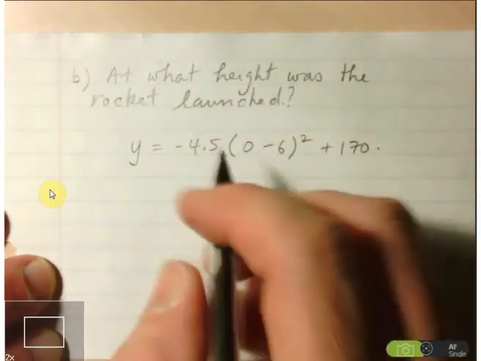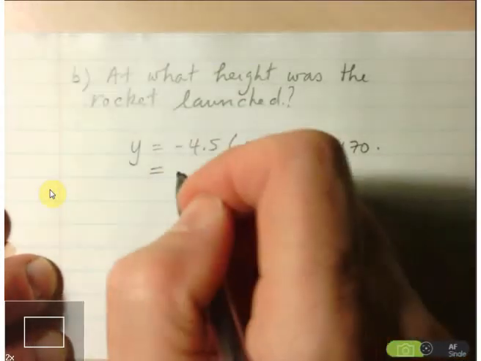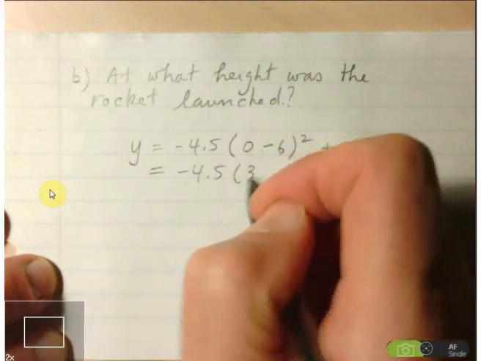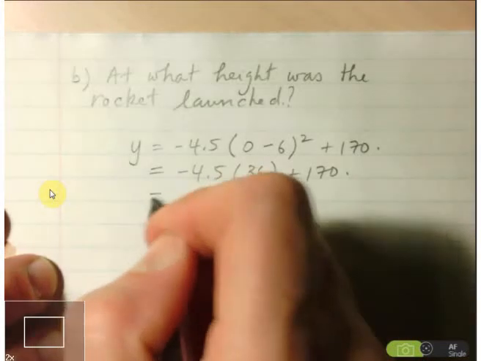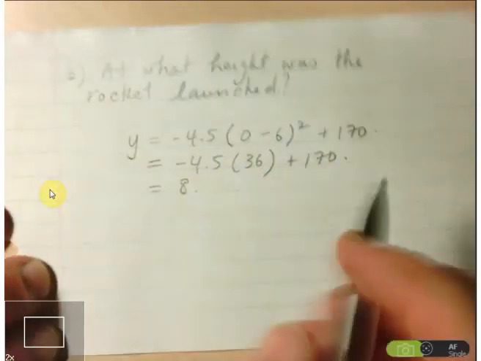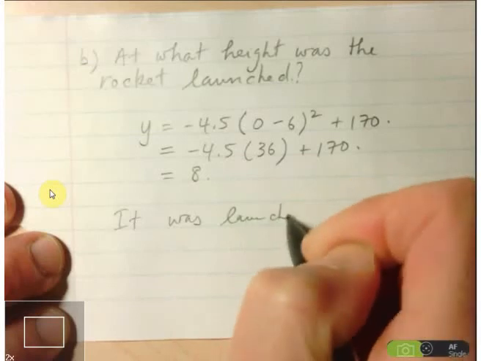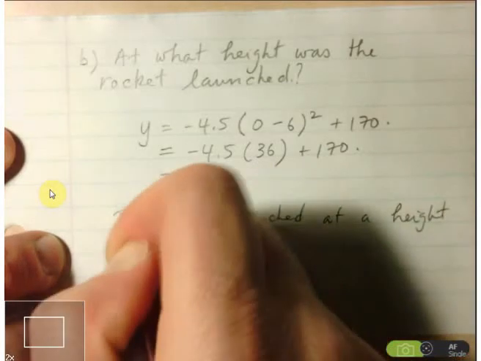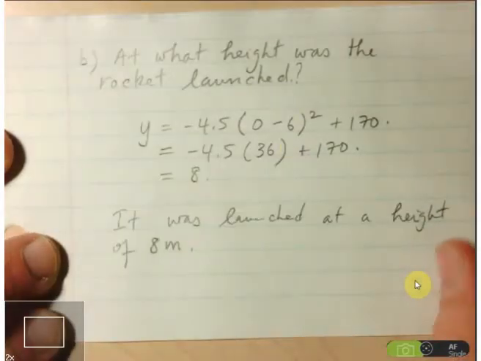And all we have to do is evaluate this expression on the right. So negative 4.5 times negative 6 all squared is 36, plus 170. And you can stick that into your calculator and you would get 8. And let's give our answer. It was launched at a height of 8 meters. Okay, there we go. We got our second problem done. Let's now go to a third one.